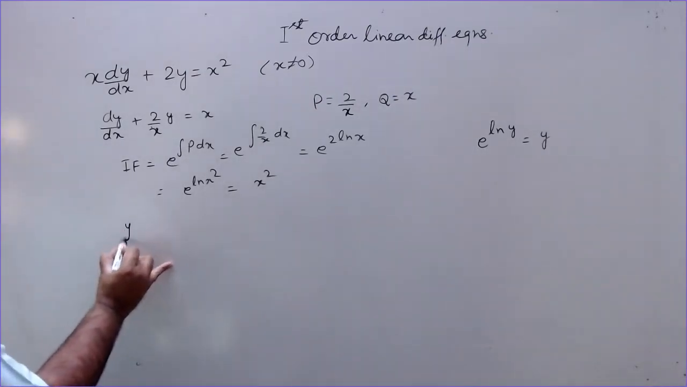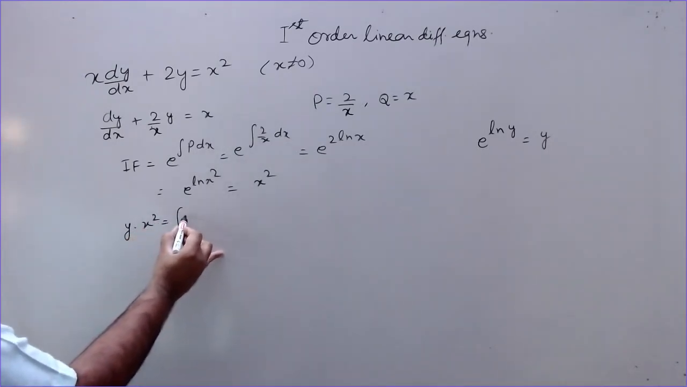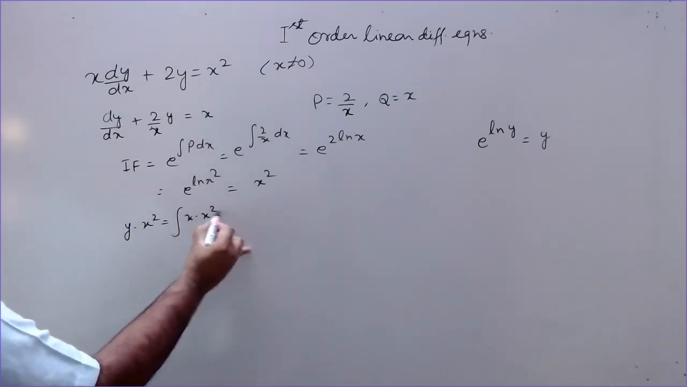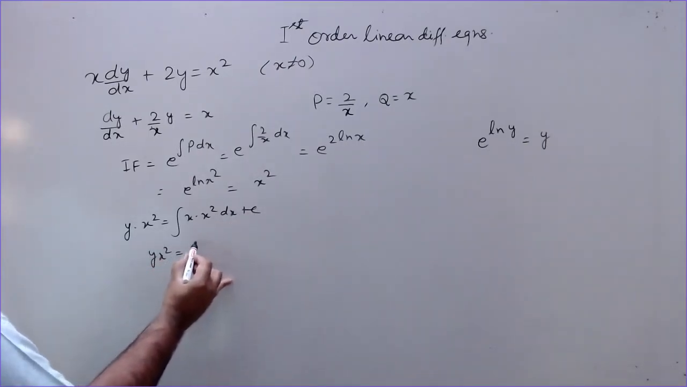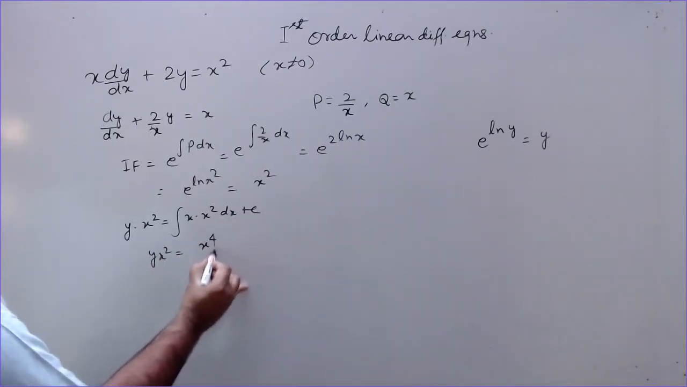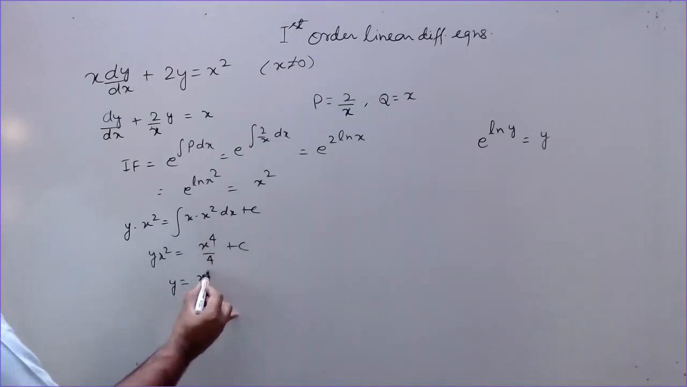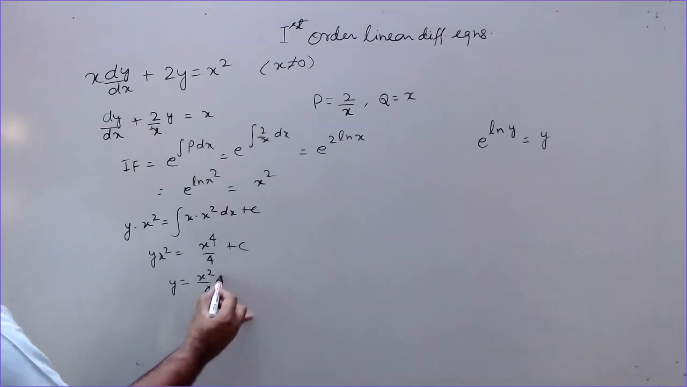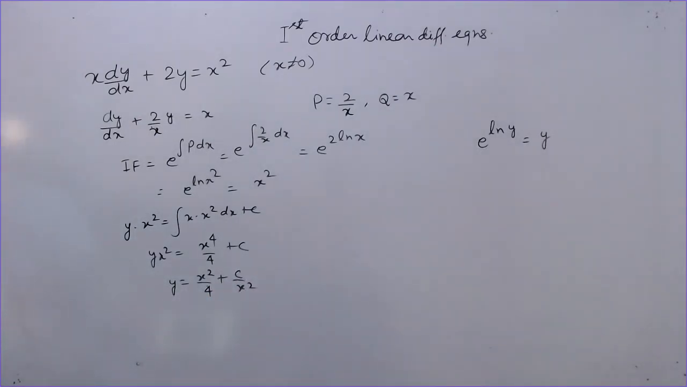Solution is y into integrating factor, q is x, into integrating factor dx plus c, or y x square is equal to x to the power 4 by 4, integral of this, plus c, and y is x squared by 4 plus c, dividing by x square on both sides. This is the solution to this equation. Let us move on to the next question now.